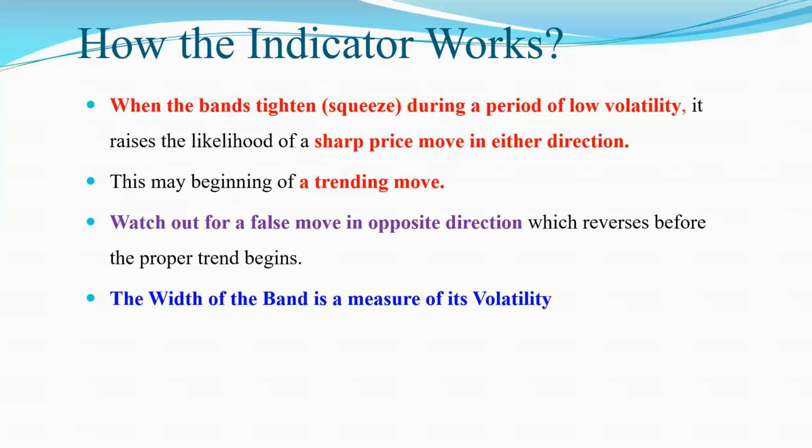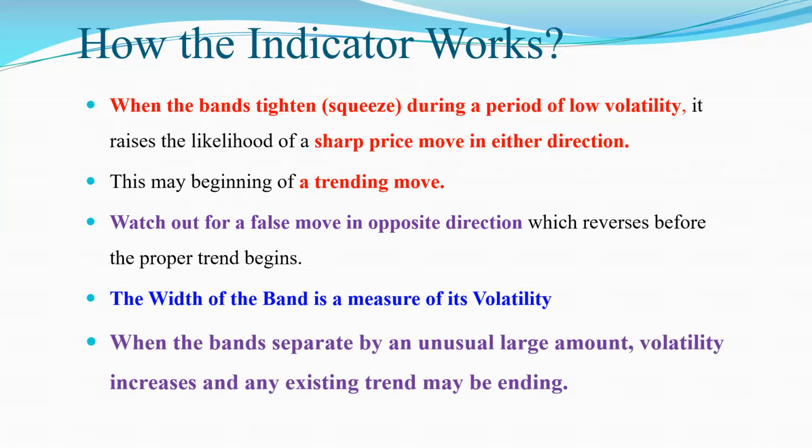If the band becomes very broad, it means it is very volatile. The stock is very, very volatile. When it becomes unusually large, it means volatility has increased like anything. And if supposing the stock was on the upper band, there is a possibility that now the stock will start moving downwards. Similarly, if the volatility is very high and the stock is moving in the lower band, there is a possibility that the stock will start reversing and it will start moving upward.